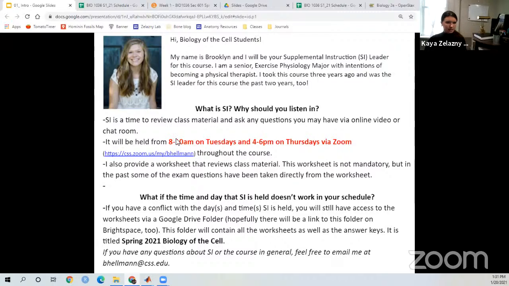SI is going to be 8 to 10 in the morning on Tuesdays, 4 to 6 in the evening on Thursdays. So you can go either of those times. And the link is here on this slide. In addition to going to SI to ask questions, either about the problem sets, about things you read in the reading that you don't understand, things I covered in lecture that you don't understand, she also has worksheets that review class material.